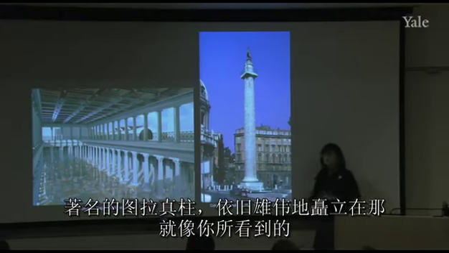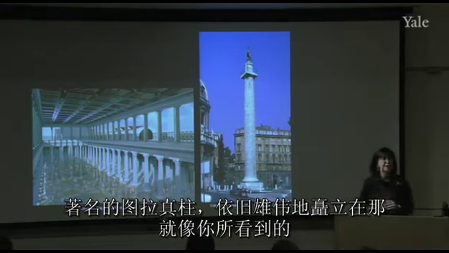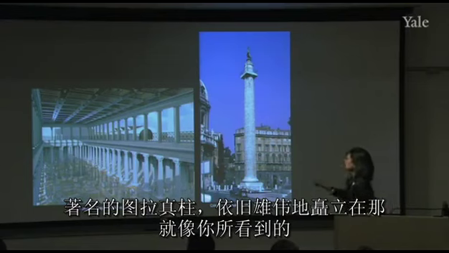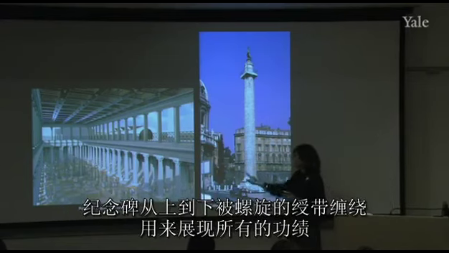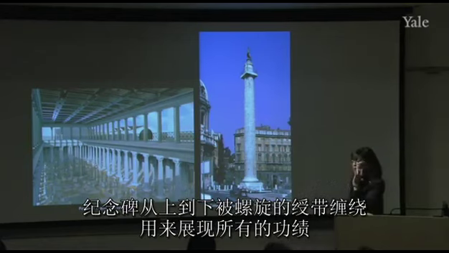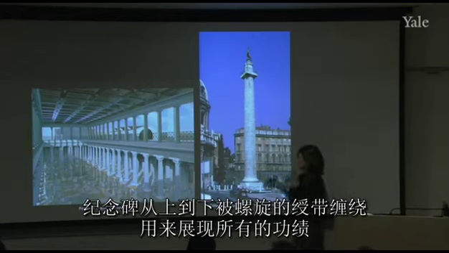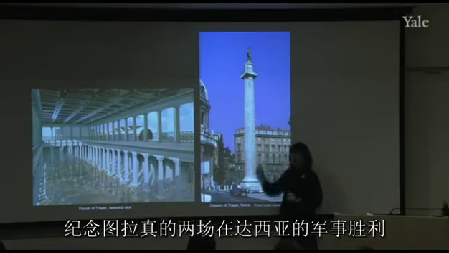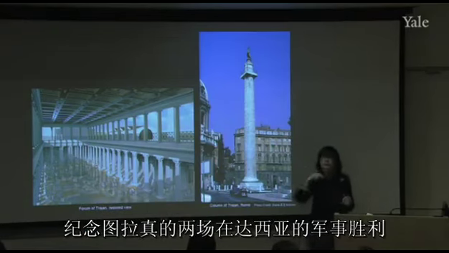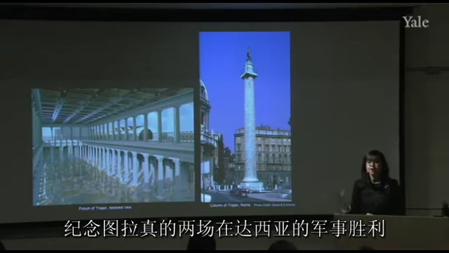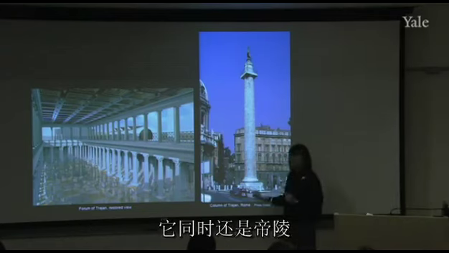And the famous Column of Trajan, which still stands and is in magnificent condition, as you can see here, is a monument that is wrapped with a spiral frieze that purports to describe from bottom to top all of the military exploits of Trajan's two military campaigns in Dacia. It also served as the emperor's tomb.